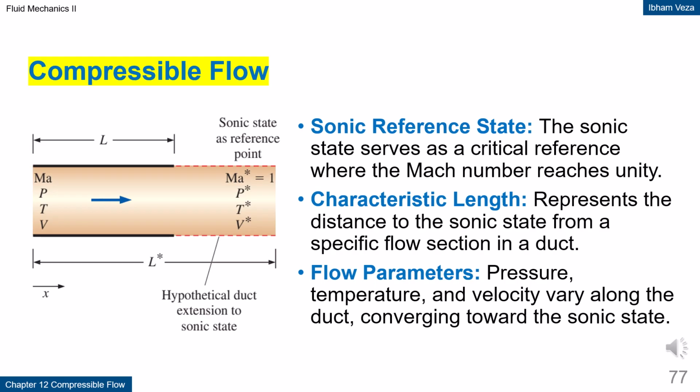Compressible flow. The sonic condition is used as an important reference state in compressible flow analysis. From any point in the duct, there is a characteristic length to the sonic condition. All properties, such as pressure, temperature, and velocity, evolve toward this state. This shows that the Mach 1 condition is an important physical limit. This concept unifies the analysis of Rayleigh and Fanno flows.